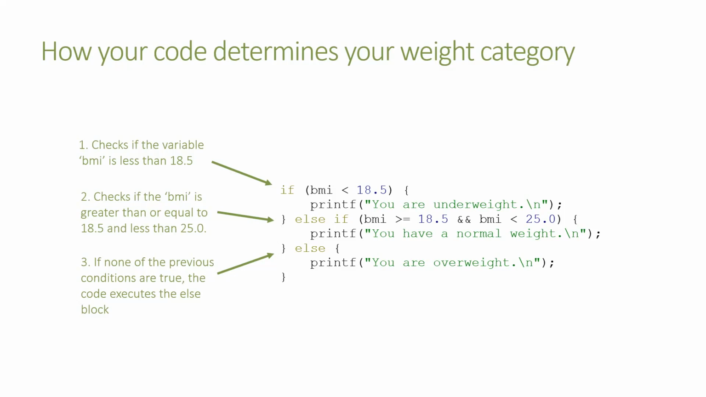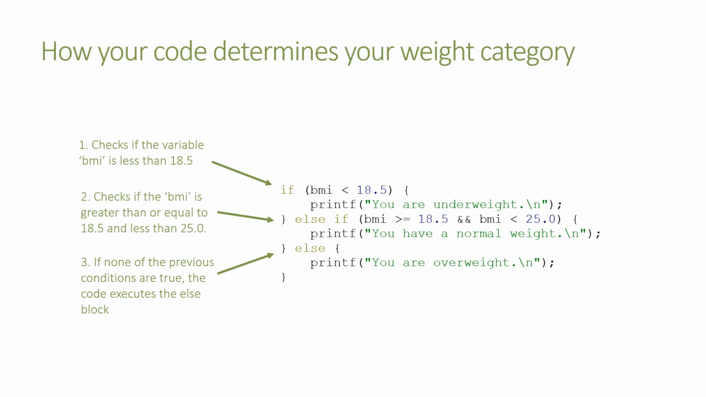2. Then, if that first check doesn't pass, like your BMI is not less than 18.5, the code moves on to an else if statement. This one's a bit more specific. It checks if your BMI is between 18.5 and 25.0. If you land in this range, you're in the normal weight zone. So the code gives you a thumbs up with a message saying you have a normal weight.